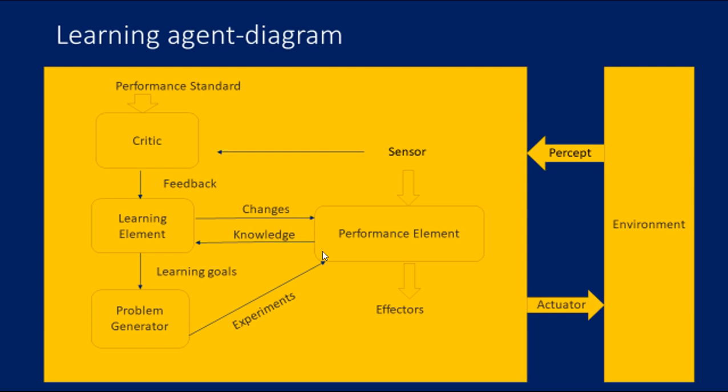So the performance element helps in selecting the external action. Through the feedback, it gets all this information from the critic, then the learning element, and then the problem generator, and the source of information is the performance standard. What are the performance standards? Through the critic, learning element and problem generator, the performance element acts through the actuators on the environment. And this is what makes the learning agent somewhat different from other agents.